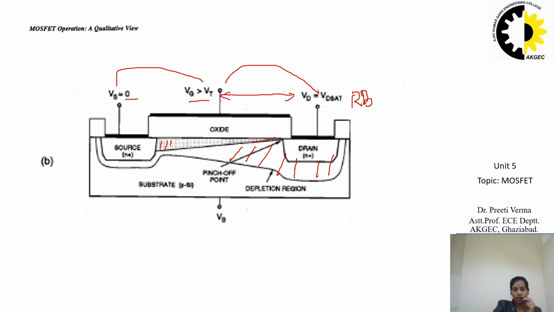In this situation, when the channel just touches the drain terminal and it is about to leave the connection between the drain and the channel, that voltage is called VD saturation, and that voltage is greater than or equal to VGS minus VT. This condition, when the channel is just leaving the drain side, is called the pinch off condition.